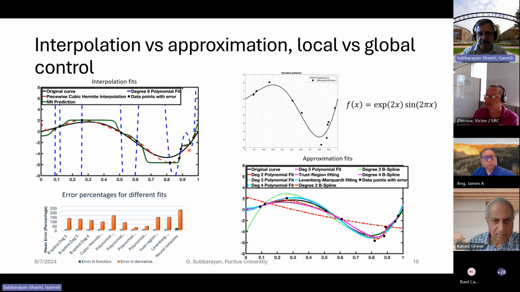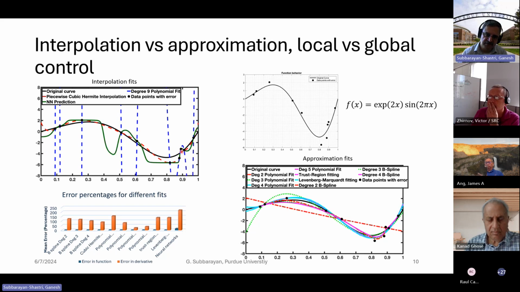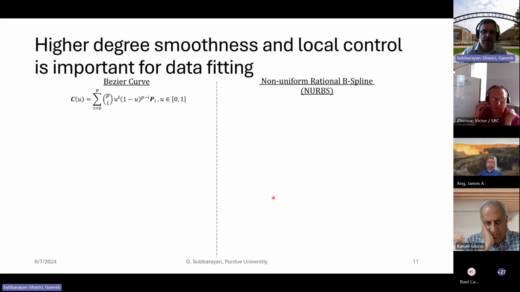Local control is when I move a point, I want the influence to change only in the local region. I want the curve to change only in the local region. Global control is what you have here with neural networks. When I move the points, what you find is that with a neural network, the entire curve changes. Whereas if I look at, for instance, the other curve here, the piecewise Hermite, it has more local control. So you always want local control more than global control.